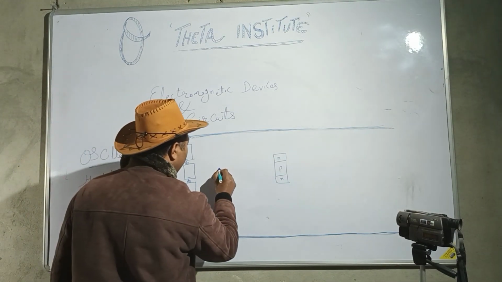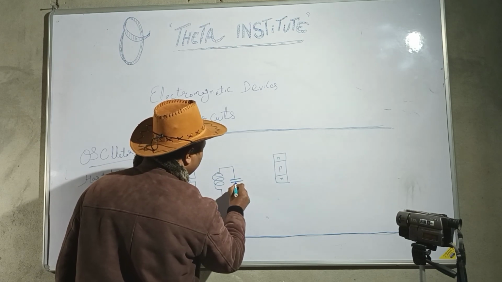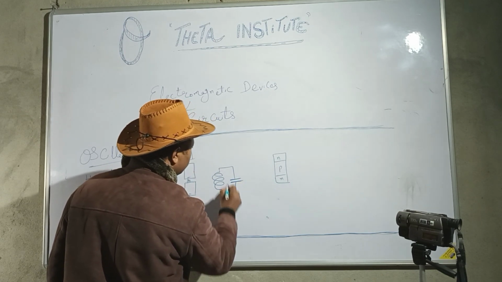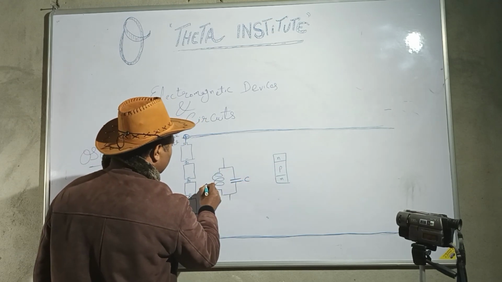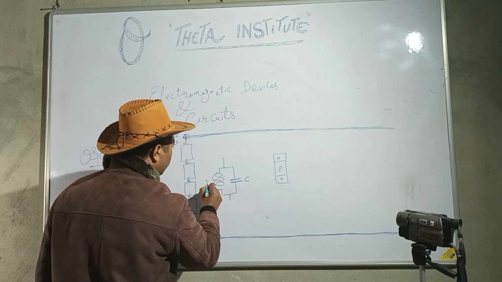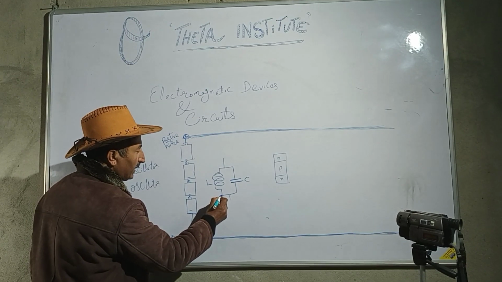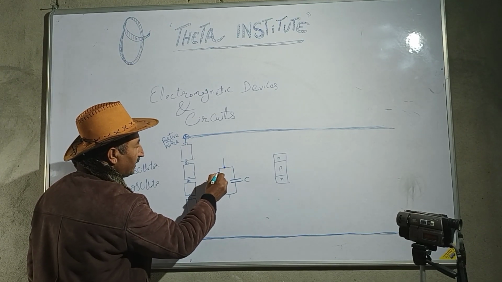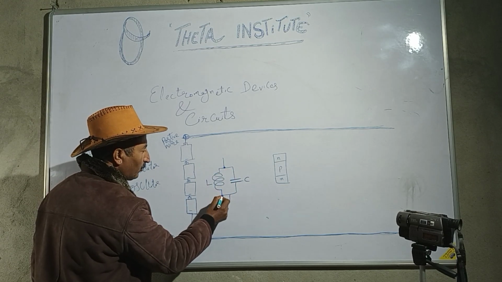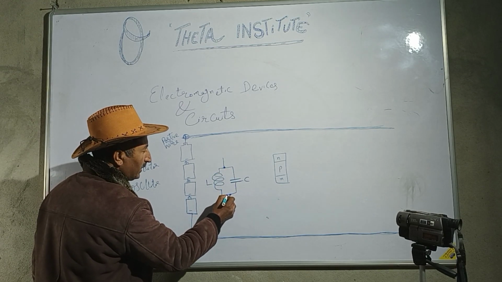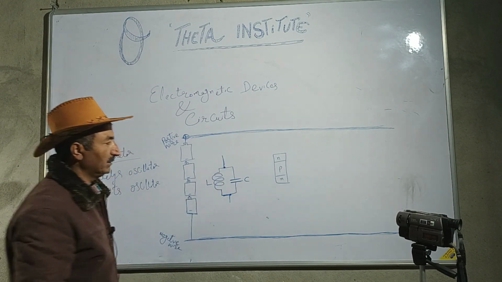Connect it to a capacitor. Let this be the capacitor C, and this is the inductor L. We have connected them in parallel. Parallel means one end of the coil and one end of the capacitor on one side, another end of the coil and another end of the capacitor on the other side, making two connections only.